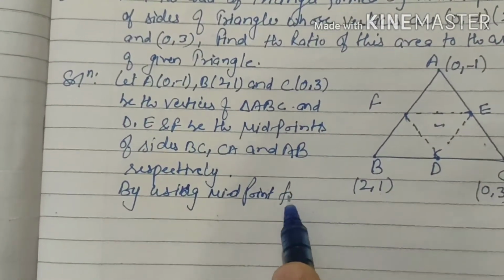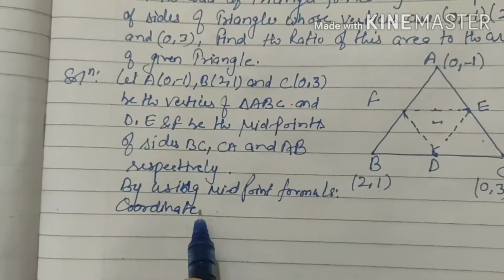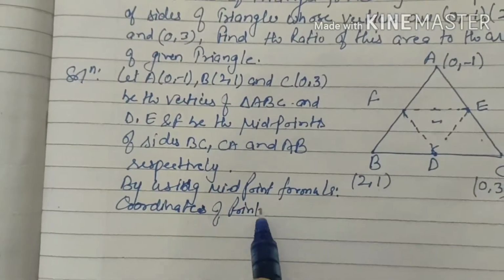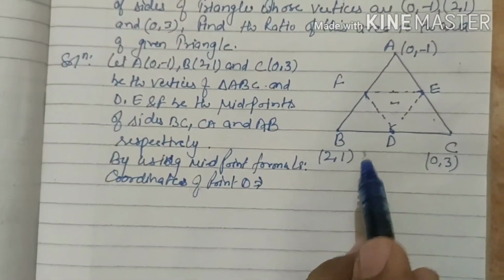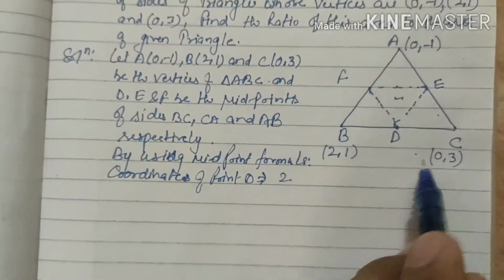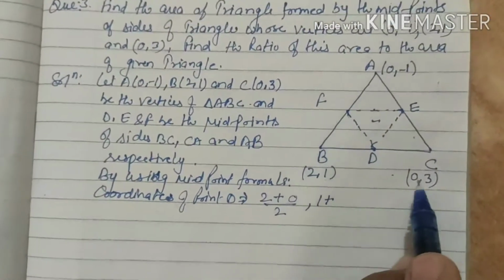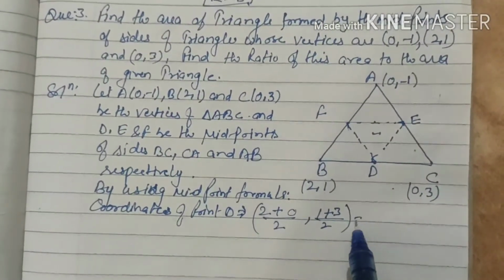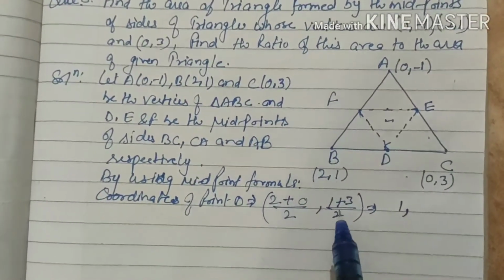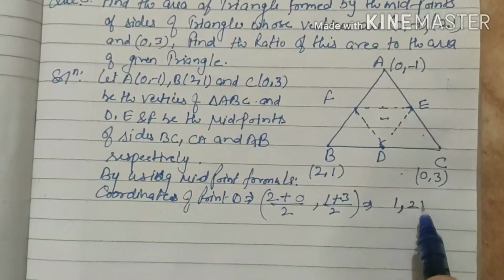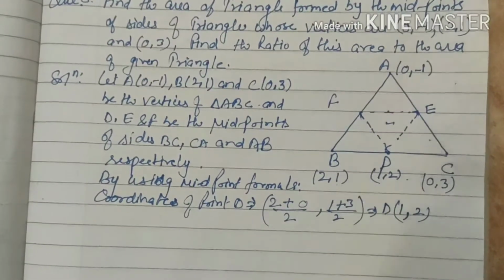By using the midpoint formula, the coordinates of point D will be, 2 plus 0, so x1 plus x2, 2 plus 0 by 2 for the x coordinate, and for the y coordinate we will add the corresponding y coordinates, so 1 plus 3 by 2. This will become 2 plus 0 becomes 2, 2 by 2 becomes 1, so the coordinates of D will be 1, and 1 plus 3 becomes 4, 4 by 2 becomes 2, so the coordinates of D are 1 and 2. So we have D as (1, 2).